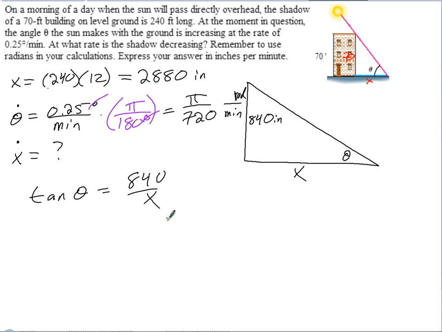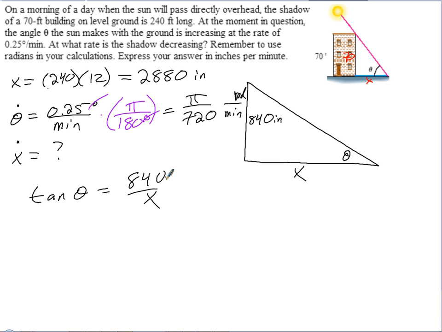The y is a constant. You're right. So we don't need the quotient rule here. We could just write this as 840x to the minus 1. But even then, differentiating that, I'm going to have to use chain rule, right? Does anybody see something I can do to this to make the derivative easier?